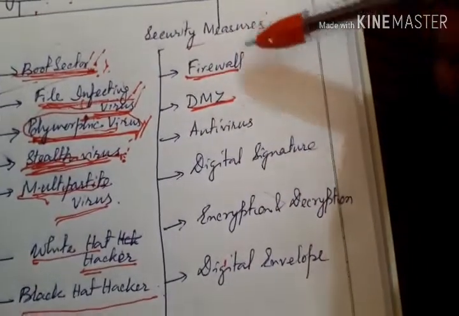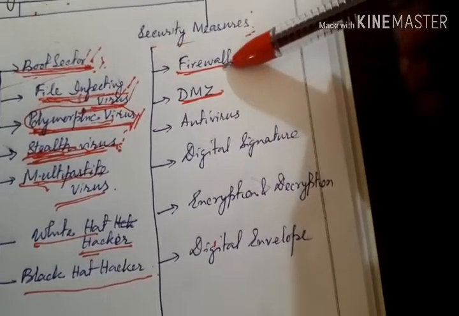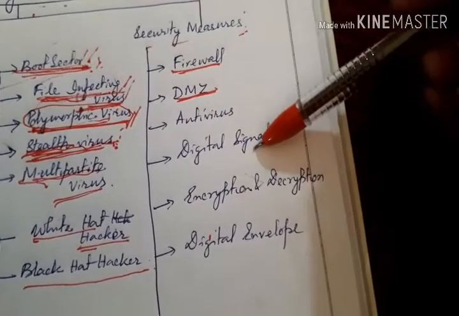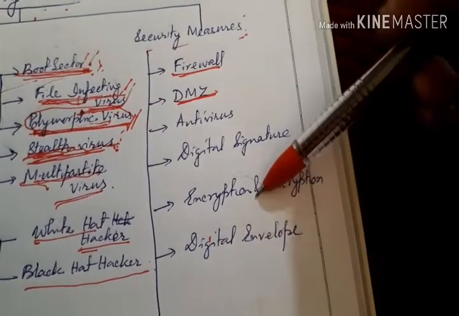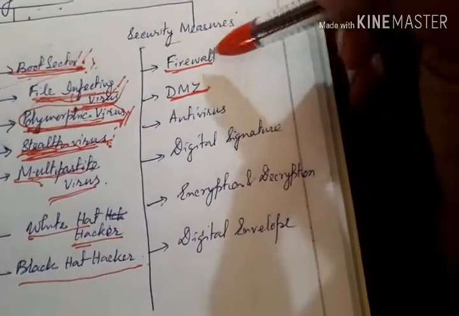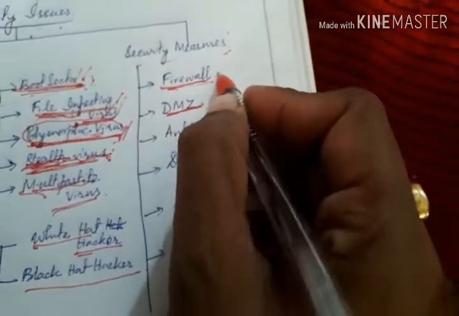Now, how to ensure the security? The measures of security are by using firewall, DMZ, antivirus, digital signature, encryption and decryption, and digital envelope. First, we are trying to look at firewall. What is a firewall?